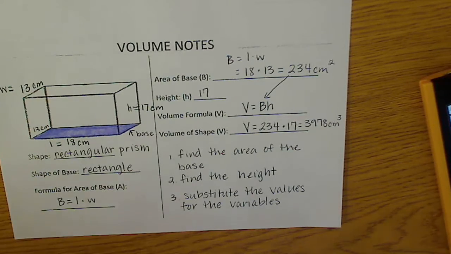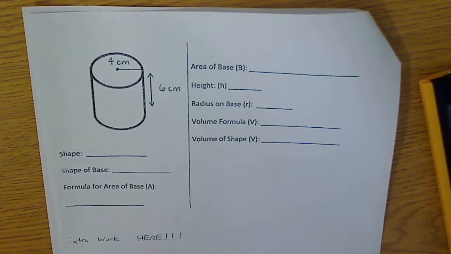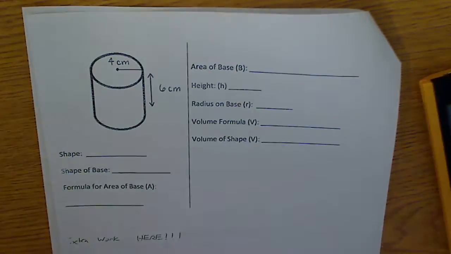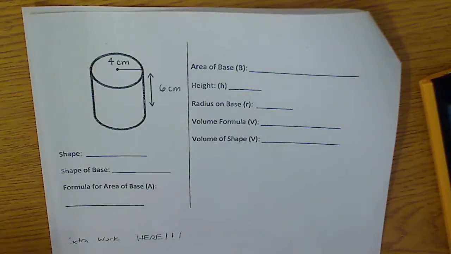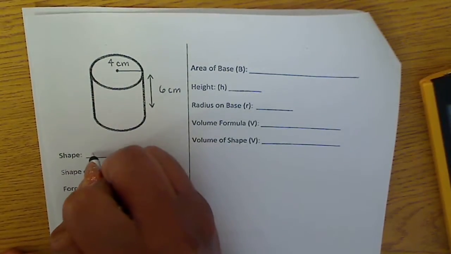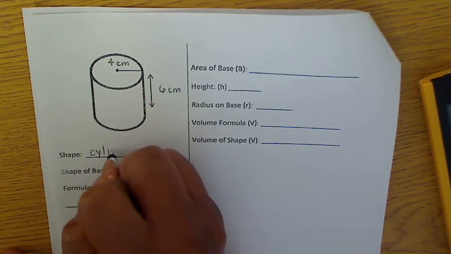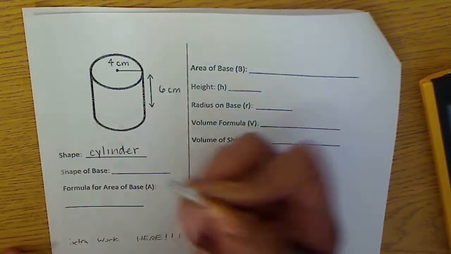I'll give you a few minutes to copy that down. And then, our next shape is the cylinder. This is something like a paper towel roll. Name of the shape? Spelled C-Y-L-I-N-D-E-R.